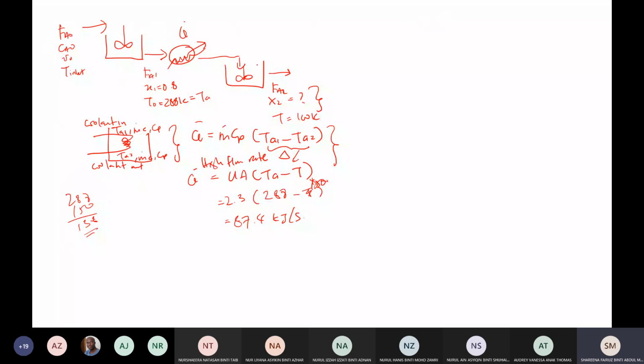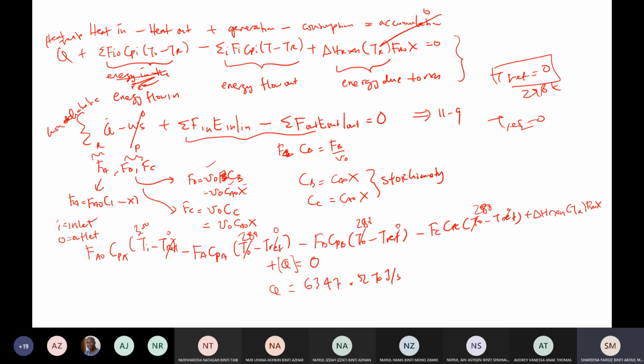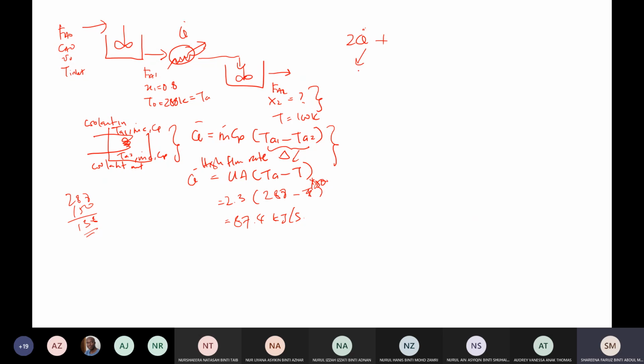Assume that we have two reactors. So from here we assume we want two heat exchangers, or two coolants. So 2Q, instead of the 1Q from the previous equation, you put 2Q and use the same equation here. Q you already measured. You have the UA from here, and then plus the FA naught, CPA times T I minus T reference, and then minus FA, CPA, and so on.